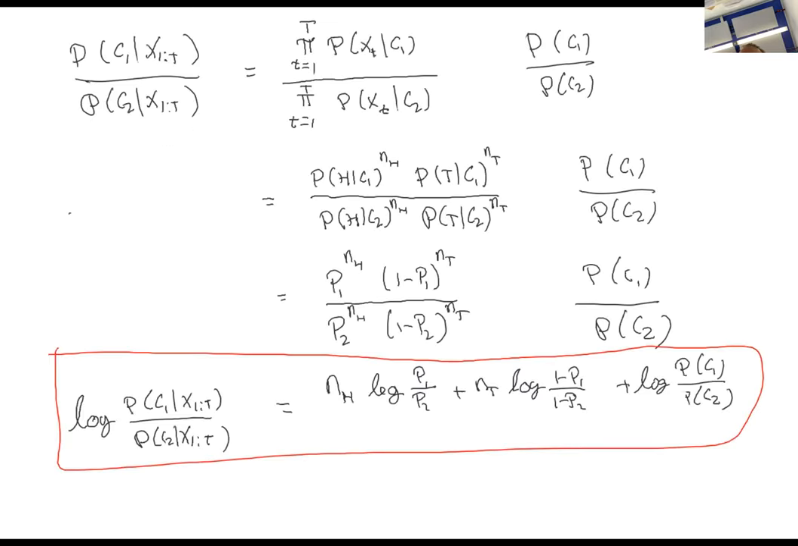Okay, so basically we set things up like this. On this axis, we plot number of heads times log P1 over P2 plus number of tails times log 1 minus P1 over 1 minus P2. And our starting point should be the prior, log of the prior. Okay. So we start counting.